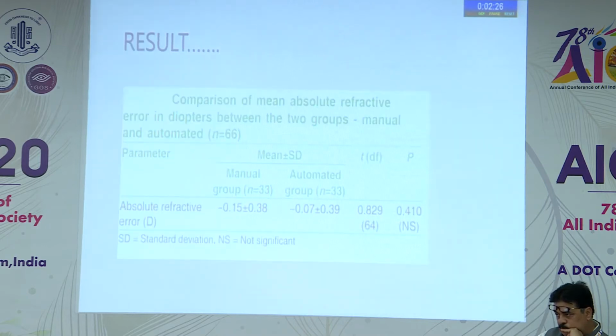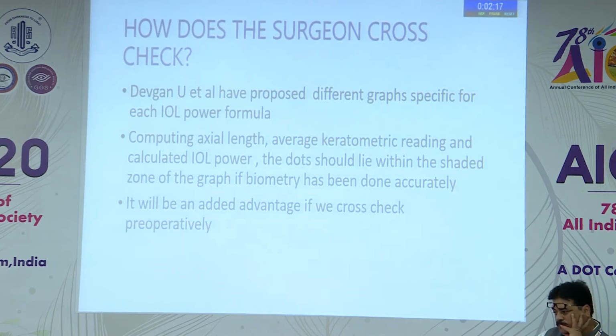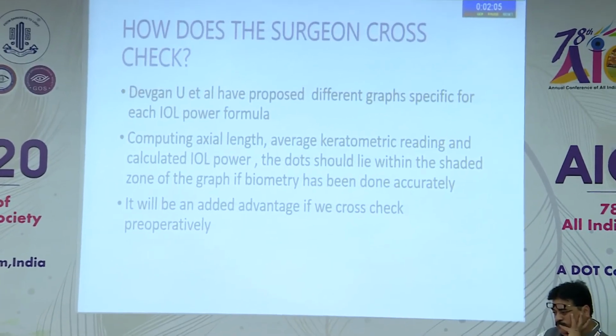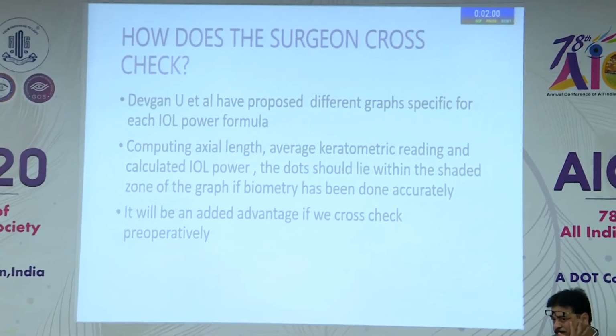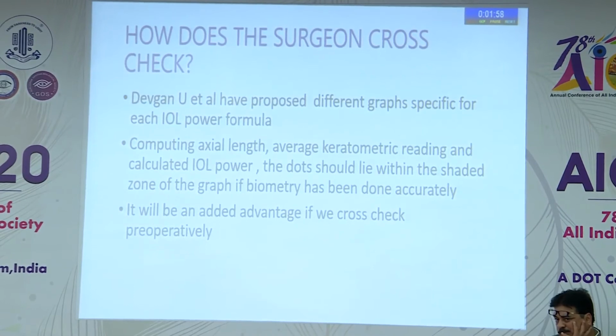So comparison of the mean also showed that though statistically insignificant, there was a difference between the absolute refractive error for both the groups. Now, with this type of outcome, as a surgeon, we tried to cross-check, and we found that Devgan et al. have proposed different graphs which are specific for each IOL power formula. Only thing we have to do is we have to compute the axial length, the average K reading, and the calculated IOL power, and study where the dots fall. The dots should all lie within the shaded zone of the graph.